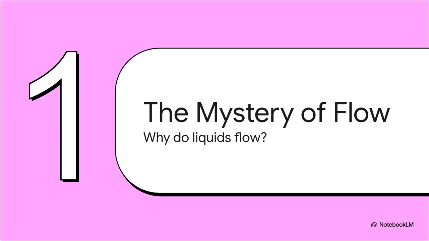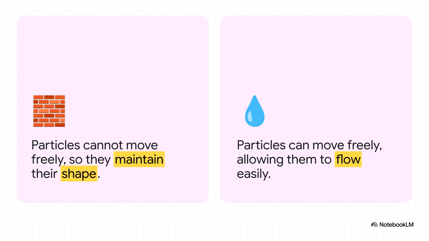Moving to Section 1, the mystery of flow. Why exactly do liquids spill while rocks sit perfectly still? When we compare solids directly to liquids and gases, the mechanics of flow become crystal clear. We know how particles are arranged, but how does that actually explain why a glass of milk will easily spill all over your table while a heavy rock just sits there holding its shape?